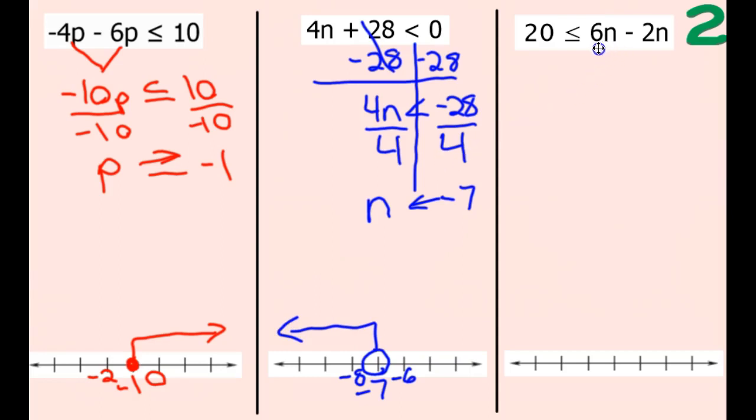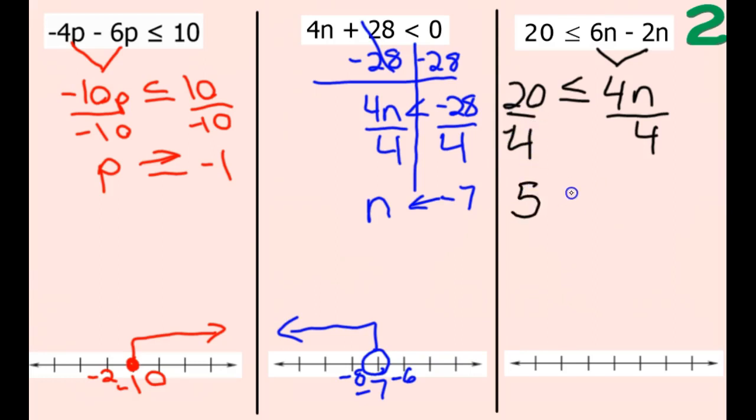Over here, we have to combine our two n's. 6n minus 2n is 4n. So we have 20 is less than or equal to 4n. To get n by itself, we need to divide by 4. Divide by 4. We get 20 divided by 4, which is 5, is less than or equal to n.